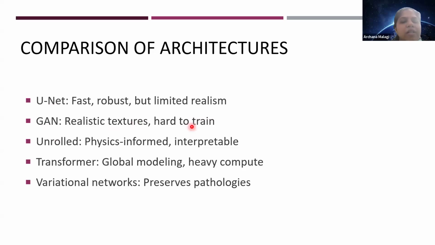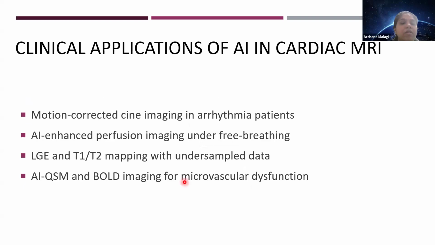One of the disadvantages is that it's difficult to train. Unrolled is physics informed. It means it retains the image intensity, and also it can be interpreted easily. Transformer uses both global and local information, and the disadvantage is that it is very heavily computation demanding. And then the variational network preserves the pathology, and like U-Net, it is able to preserve the image information.